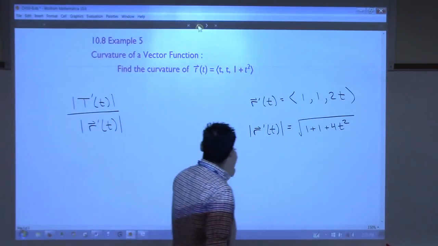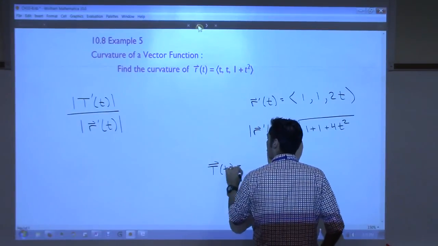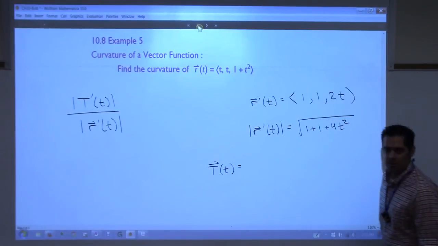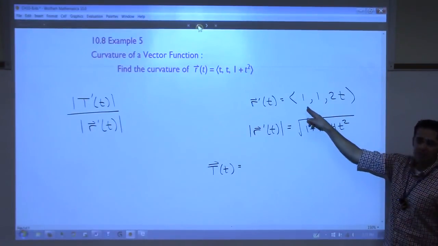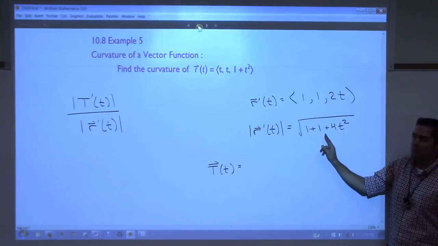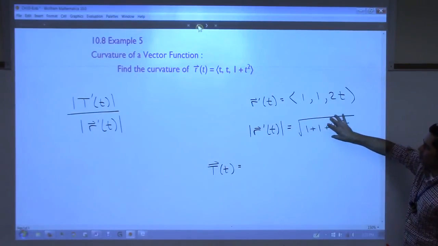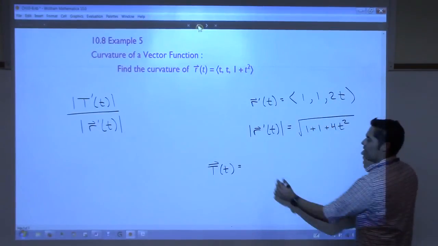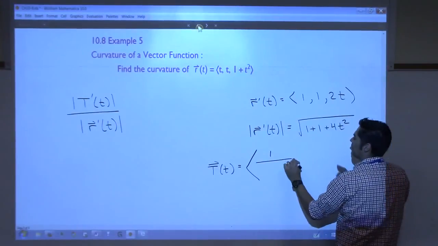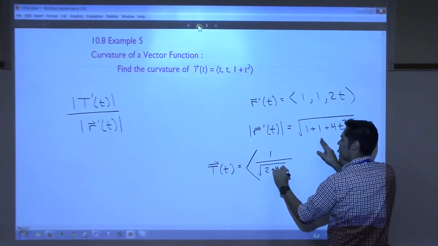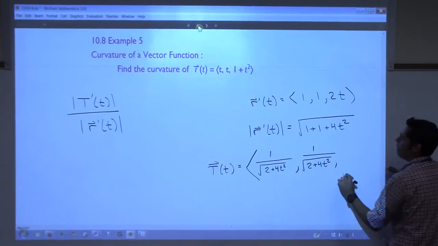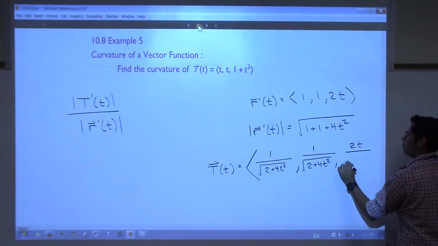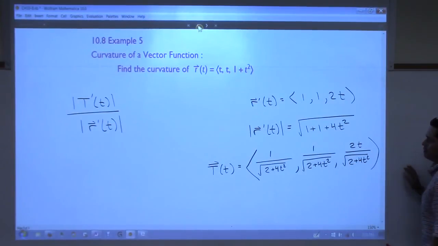What is capital T of t? Not this, but what's capital T of t from last class? It's this divided by its own magnitude, right? And this right here is a number, isn't it? And so I just divide each of these components by this. So watch, I get 1 divided by this root 2 plus 4t squared. And then I have 1 divided by root 2 plus 4t squared again. And then finally 2t divided by root 2 plus 4t squared. Ooh. That's my unit tangent vector, isn't it?